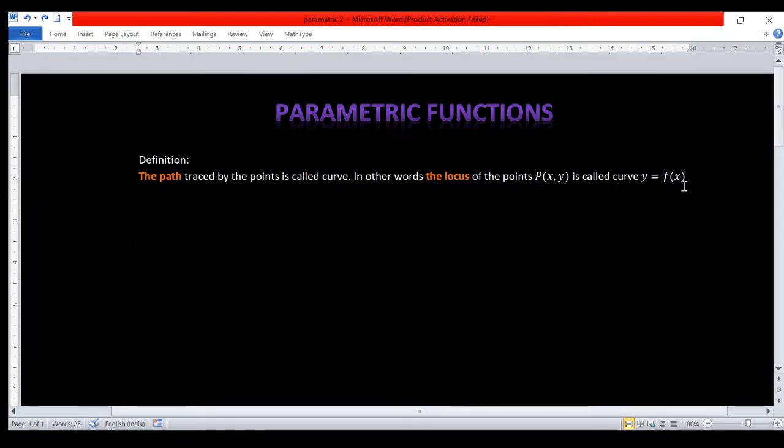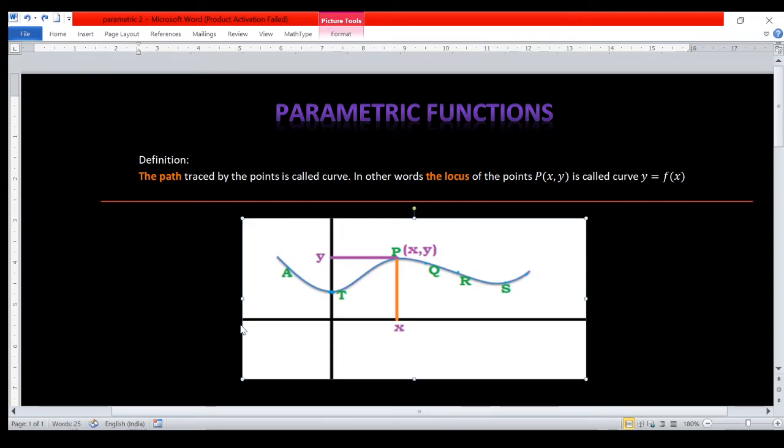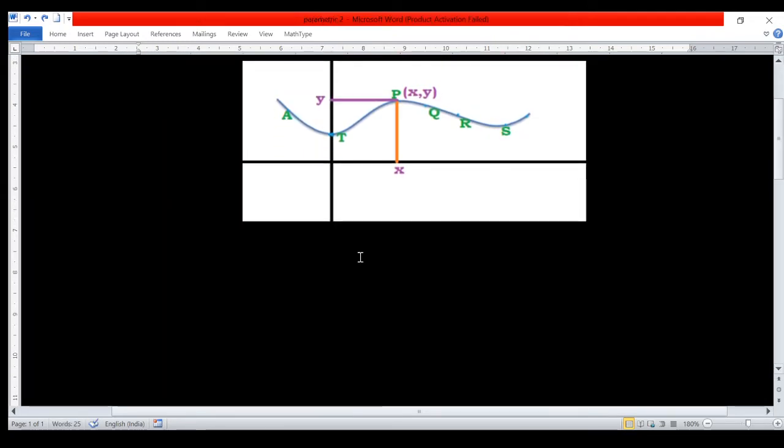The curve is written as y is equal to f of x. So the path is nothing but y is equal to f of x. That is called a curve. You can see it in a diagram like this. So this is the path actually. The path is traveled through the points A, T, P, Q, R, S. They are a few points on the curve.